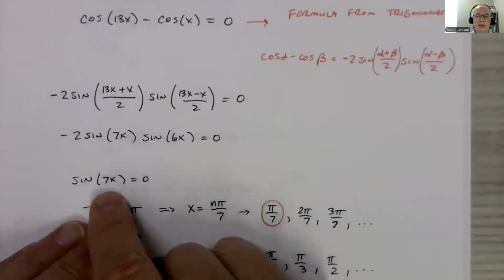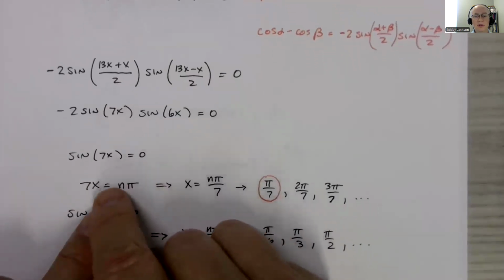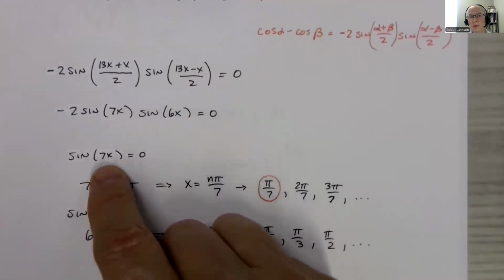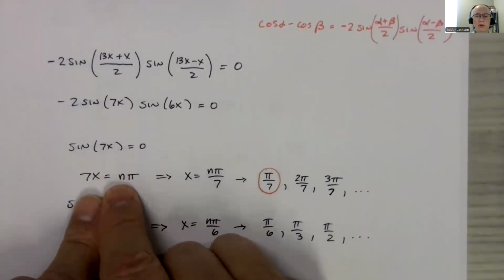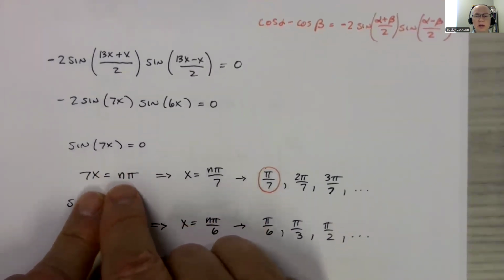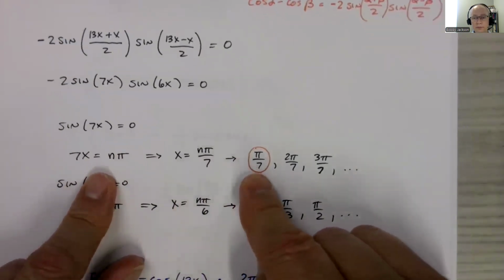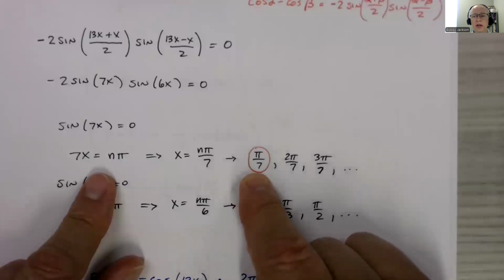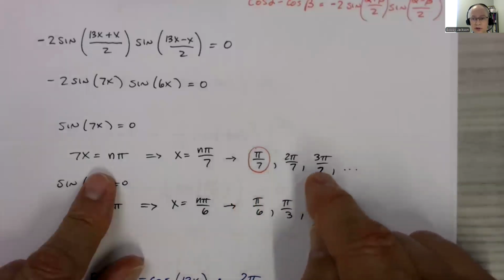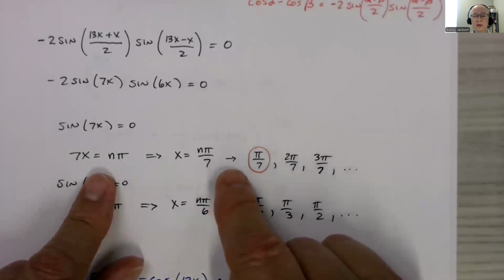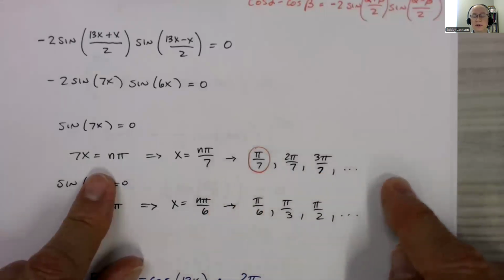So if sine of 7x is 0, remember, sine is 0 at what? When the input is 0 or pi or 2 pi or -pi or 3 pi, and so on. So any integer multiple n of pi. If I divide by 7, x is n pi over 7. So when n is 1, I get pi over 7. N is 2, I get 2 pi over 7. N is 3 is 3 pi over 7, so on. So this equation will be true for all these infinite values.